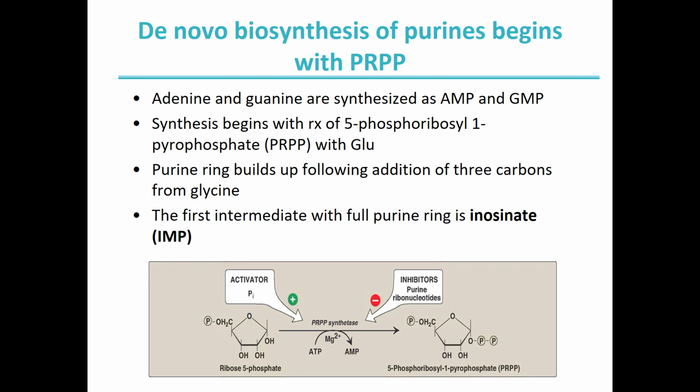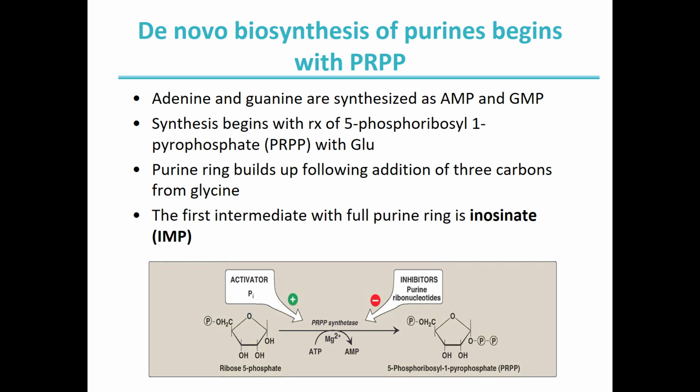PRPP synthetase is activated by inorganic phosphate, but it's also going to experience a feed-forward activation, where the more substrate you have, the more product you produce. We're going to inhibit this reaction by the presence of purines. We're going to see this repeated over and over again in nitrogen metabolism. The ultimate product is going to come back and feedback inhibit some of the preliminary reactions to prevent excessive production of something that we already have.